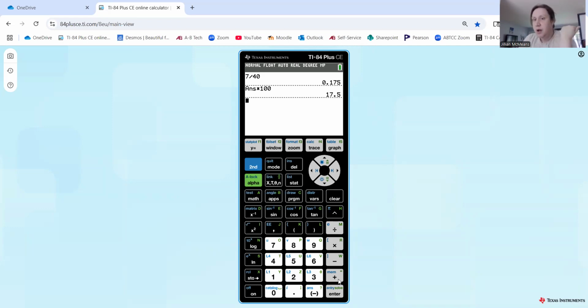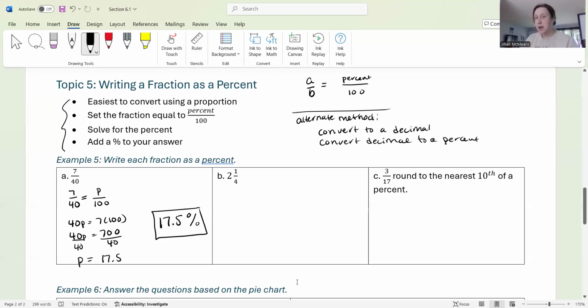So you can do either method. Again, I don't really care which method you choose to use, but you need to be able to back it up by showing the steps. Remember, the calculator is only there to do the side work. You still have to show all the work. The calculator just does the side work, okay?